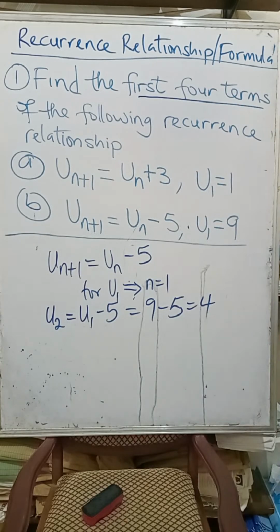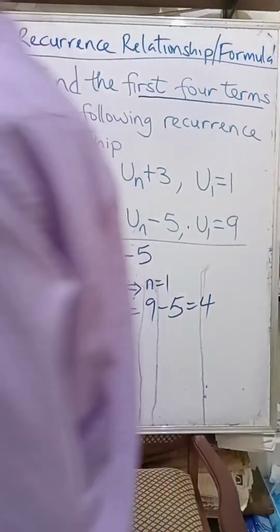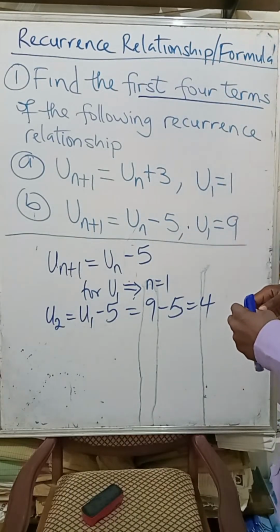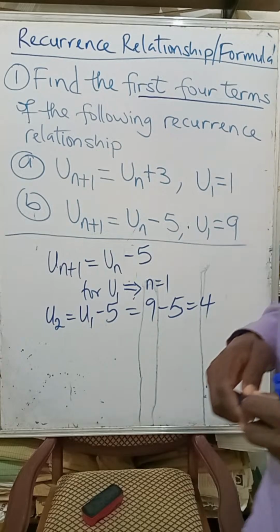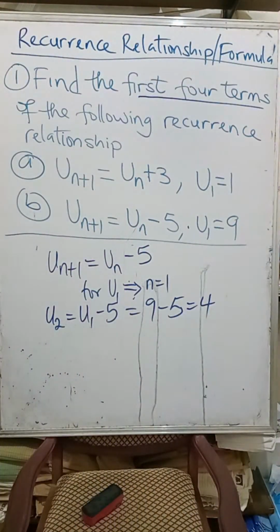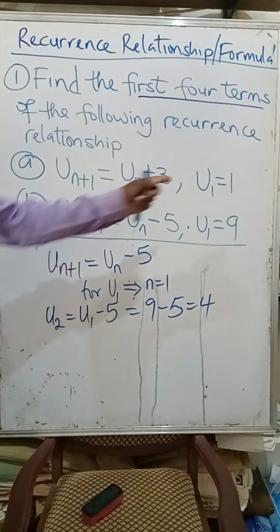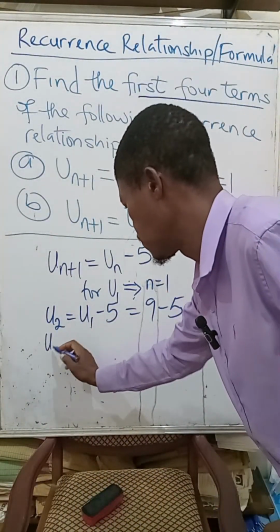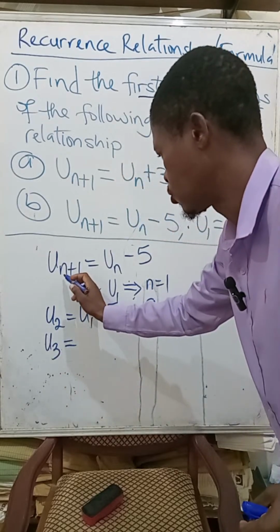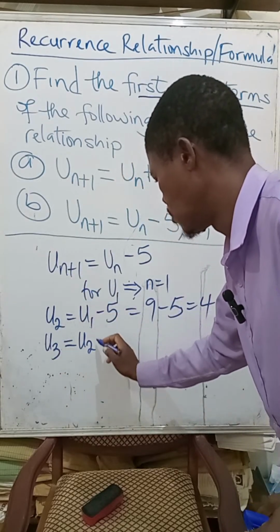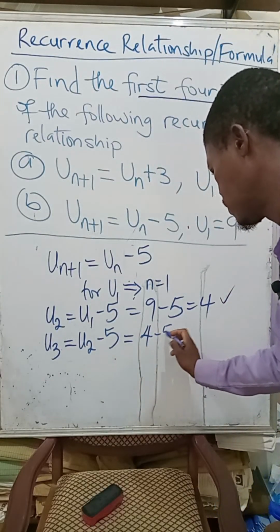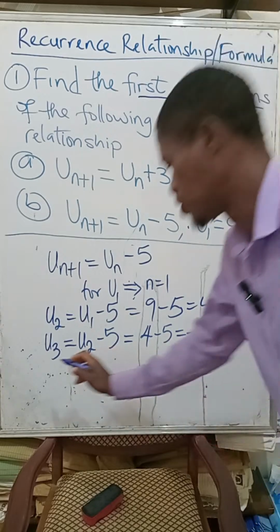As you're coming, you begin to say, find the first 4 terms of the recurrence relationship. So we have the first one, u1 has been given. So we go to the next one, the third one, that's u3. n is 2. In that case, that's 2 plus 1, and that will be u2 minus 5. We have the value of u2, that's 4 minus 5. That's minus 1.